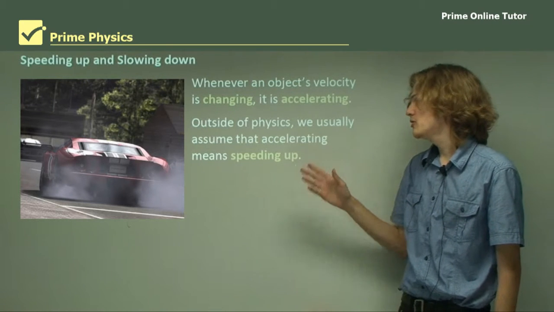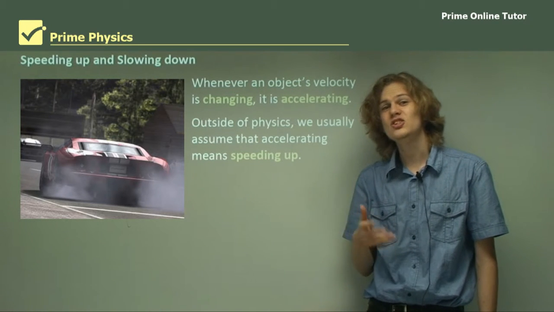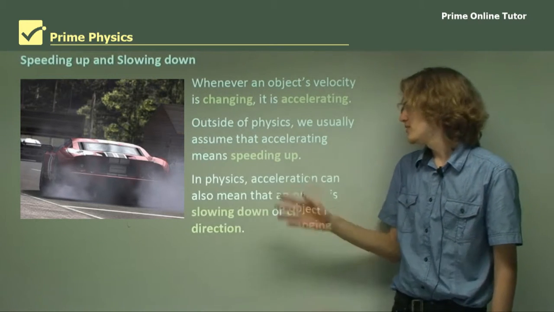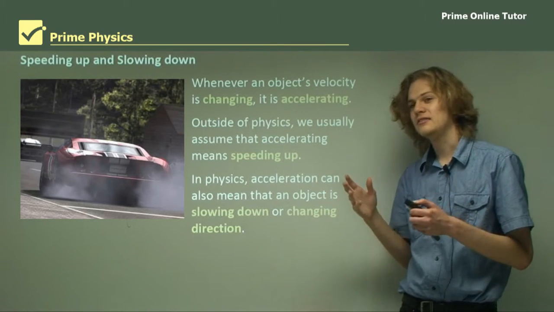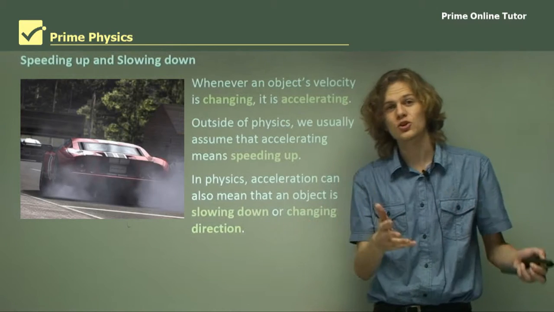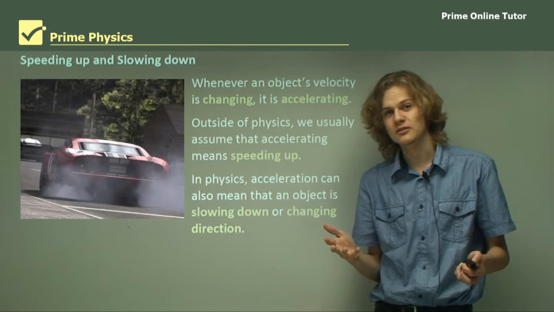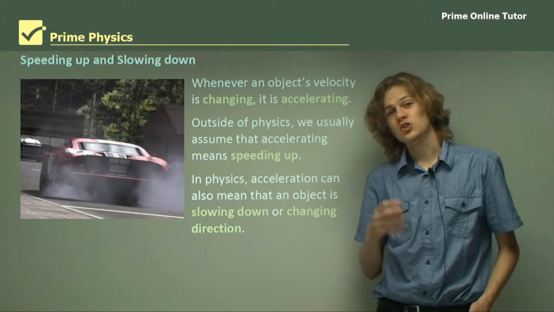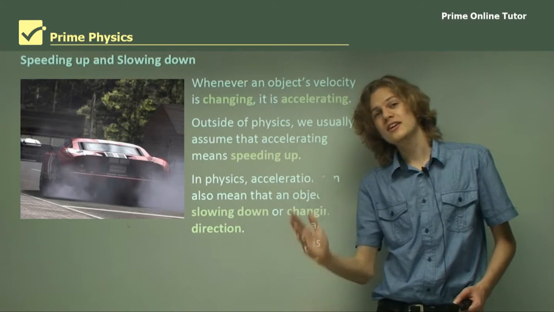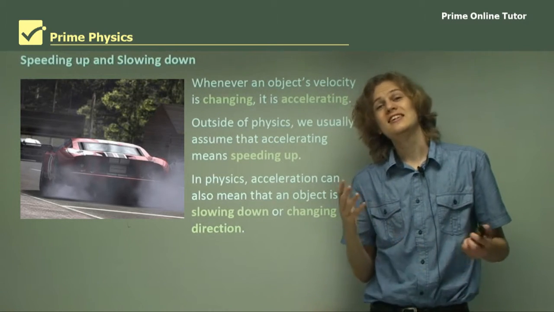Outside of physics, we usually assume that an object that's accelerating is speeding up. But in physics, this isn't the case. In physics, an object that is slowing down or changing direction is having its velocity changed, and so these objects are accelerating as well. Even if an object's speed doesn't change, but its direction of velocity changes, it is accelerating.